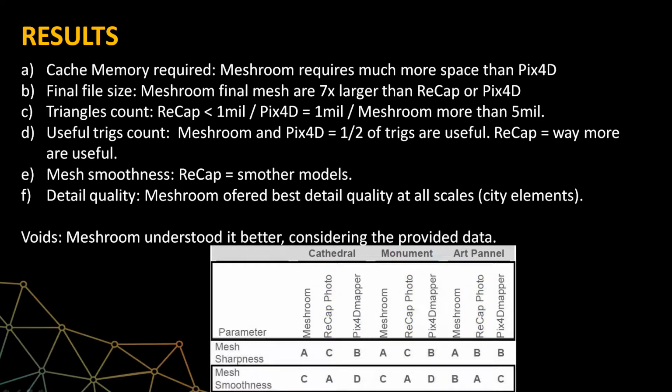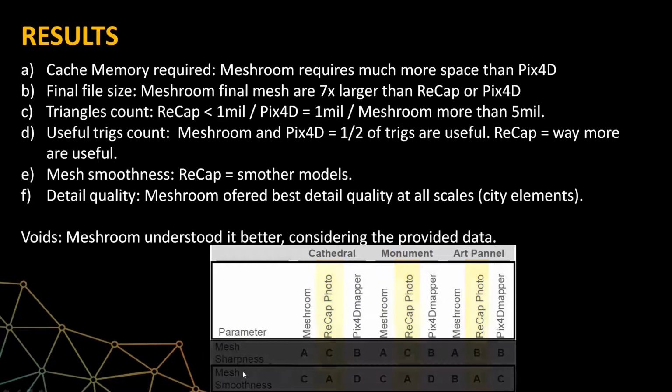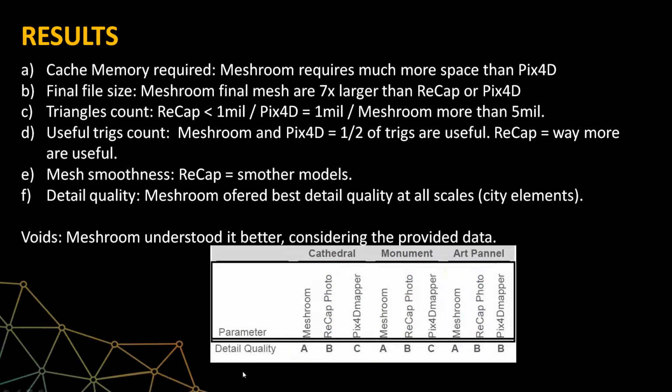Another point evaluated was mesh smoothness. So Recap will create smoother models, which is good for environmental simulation, but not so good for detail, measurements, and registry of the built environment for heritage sites, for instance. And also the detail quality. Mushroom offered the best detail quality at all scales for city elements. If we evaluated smaller elements, we would get different results.